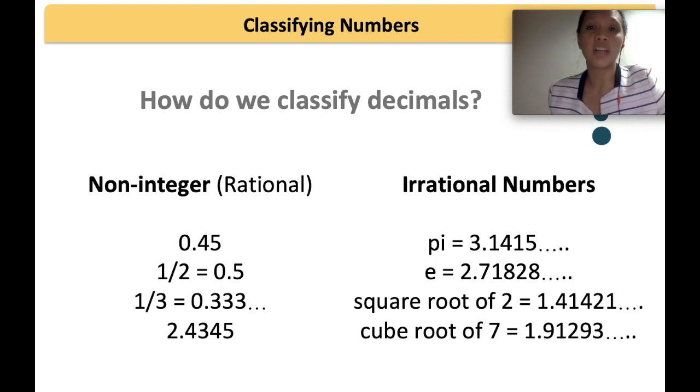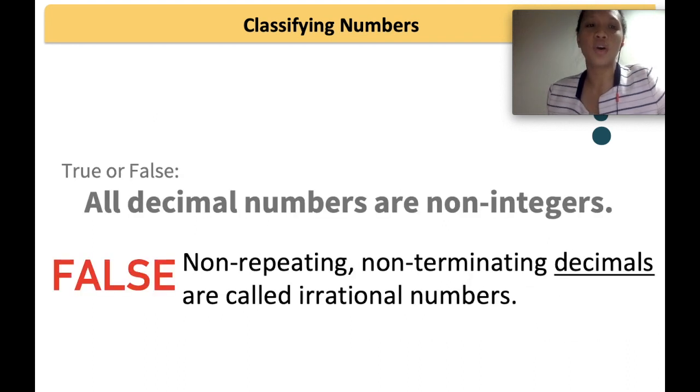Another example of an irrational number is cube root of 7. Basically, dahil hindi rin perfect cube ang 7, yung cube root niya is an irrational number. Okay? So, going back sa question natin earlier, true or false? All decimal numbers are non-integers. False. Okay? Kasi as you can see sa examples natin bago lang, yung ating non-repeating and non-terminating decimals are called irrational numbers. They are not non-integers.